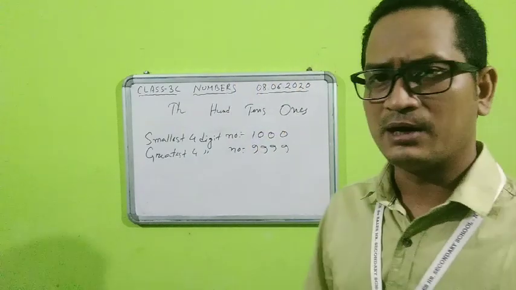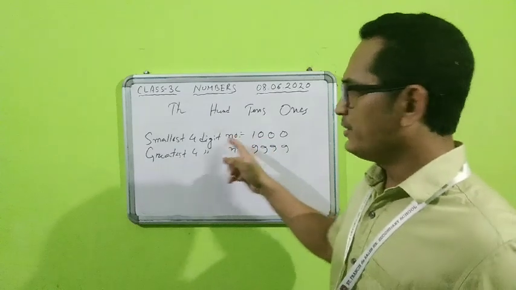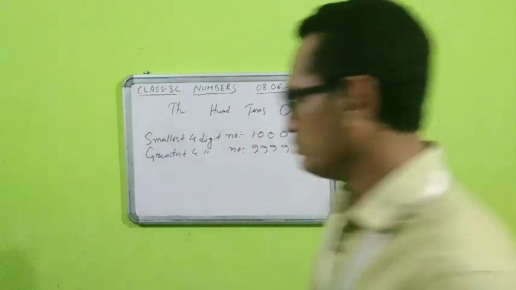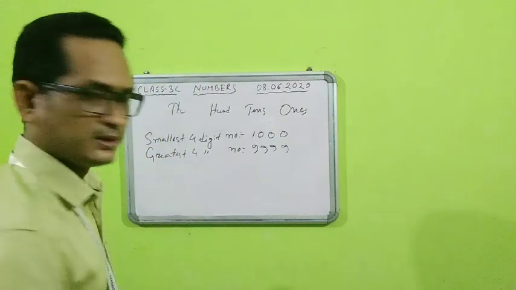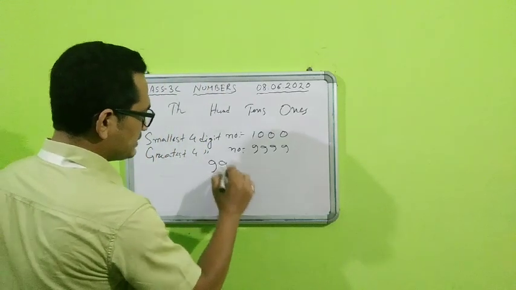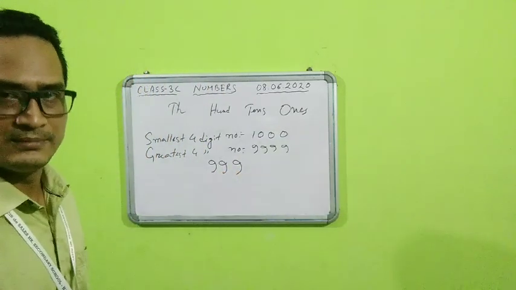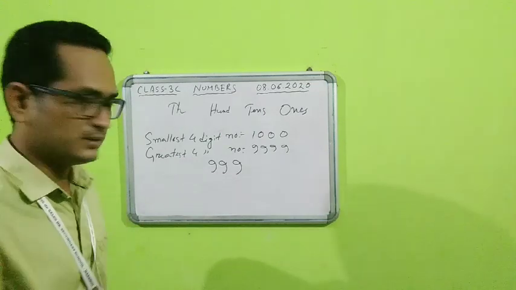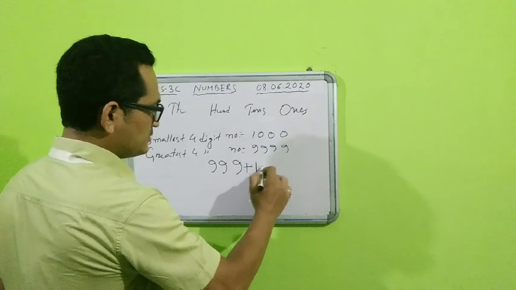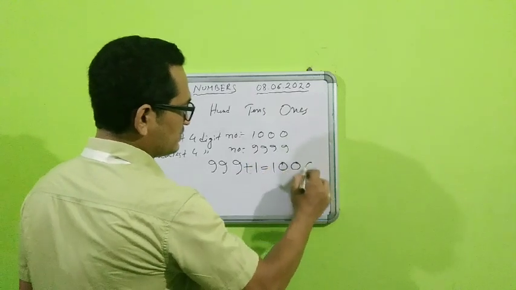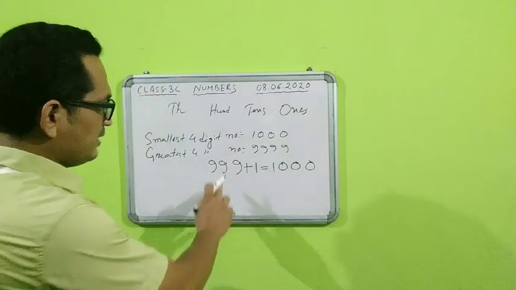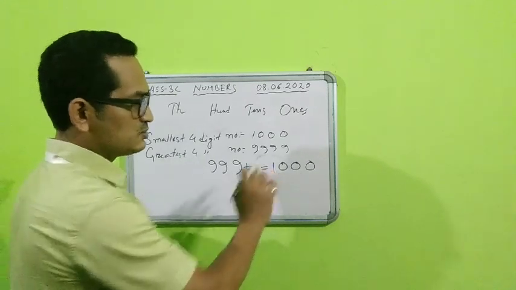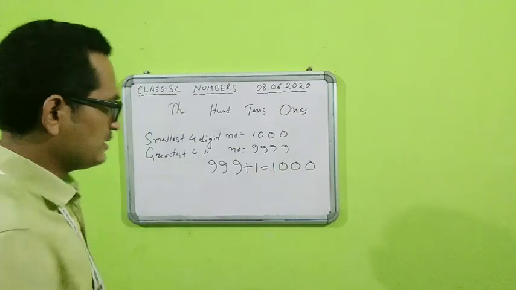How do we get the smallest four-digit number? If we add 1 to the greatest three-digit number. Now which one was the greatest three-digit number, student? The greatest three-digit number is 999, because it has 3 digits and all are 9. If I add 1 to this, what will I get? We will get 1000. That means if I add 1 to the greatest three-digit number, I get the smallest four-digit number.